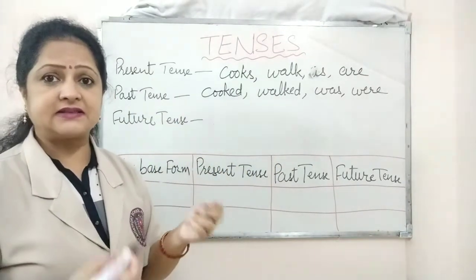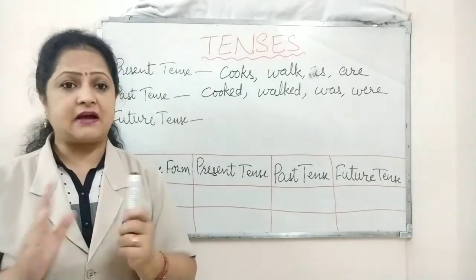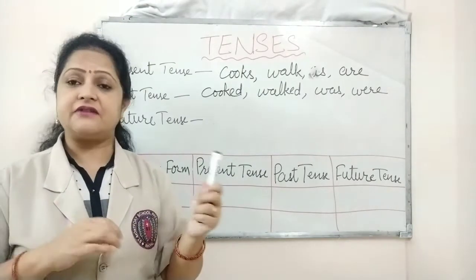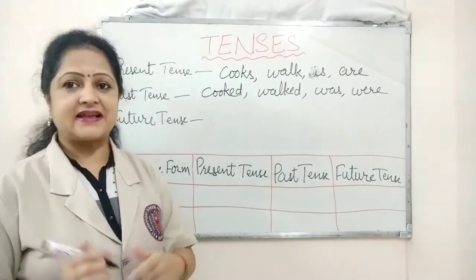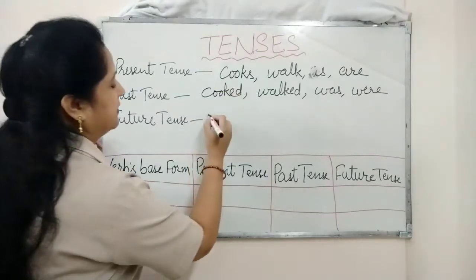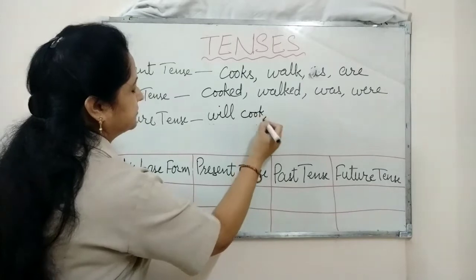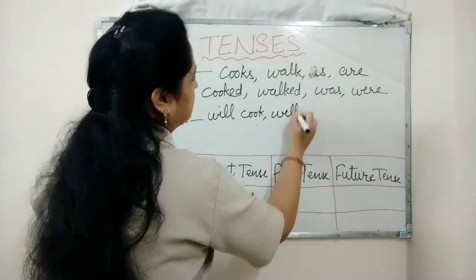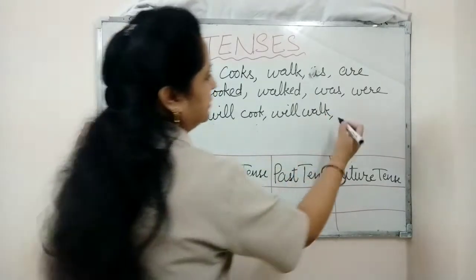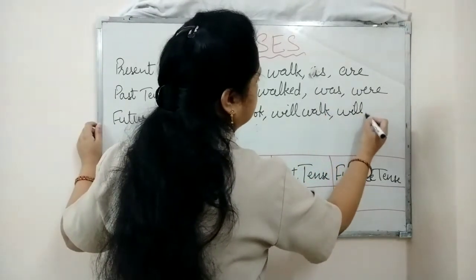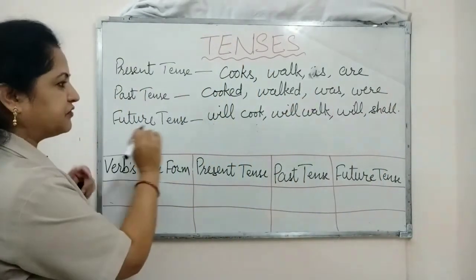Next, the third one is the future tense. A future tense verb tells about an action in the future time, that is later. So, the examples here: cook, will cook, will walk, and will, shall. So these are the examples of future tense.